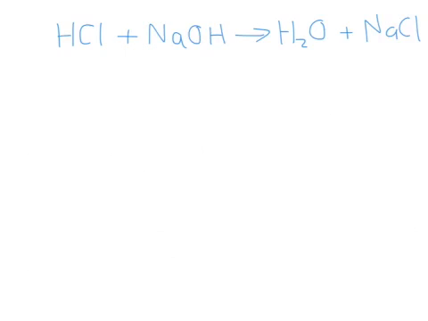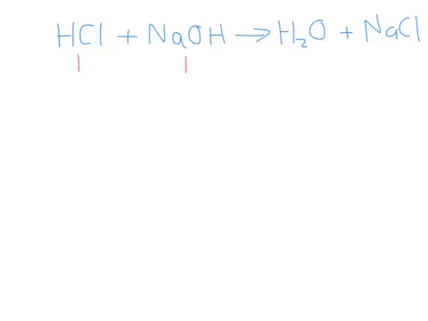So the balanced equation for our acid-base titration that we've performed is as shown. It's important to note at this point that it's a 1-to-1 ratio, so 1 mole of HCl will react with 1 mole of NaOH.